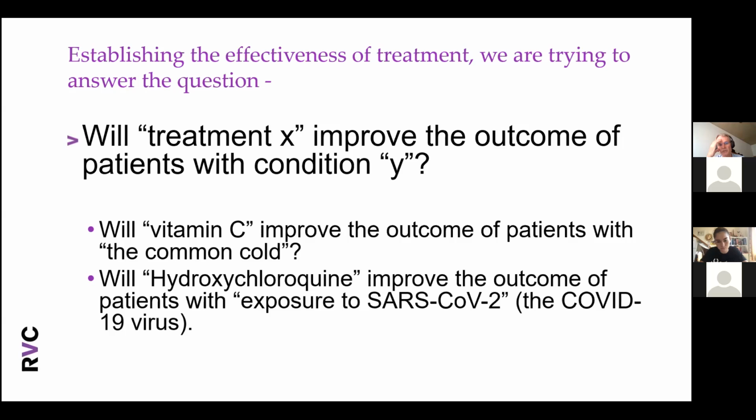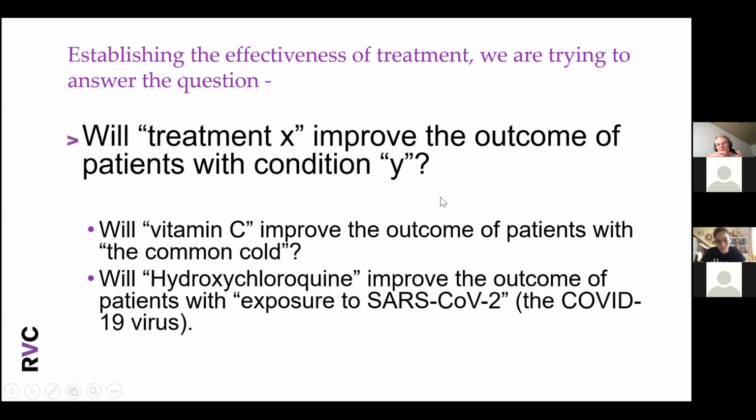And in the case of Donald Trump and others, the question would be, will hydroxychloroquine improve the outcome of patients with exposure to SARS-CoV-2? SARS-CoV-2 is the coronavirus that causes COVID-19. What was hoped with hydroxychloroquine was that if you'd been exposed to SARS-CoV-2, you had a lower risk of contracting the infection and developing clinical signs of the disease if you took it.